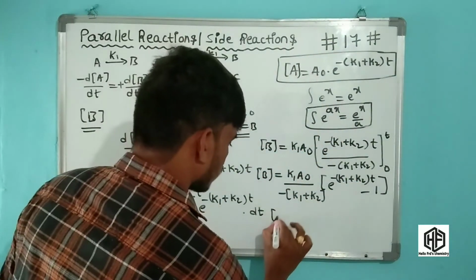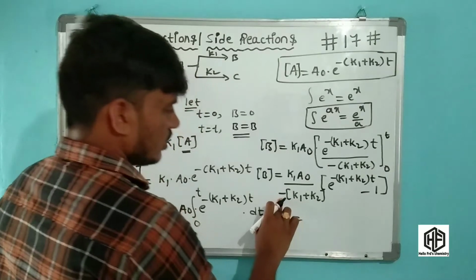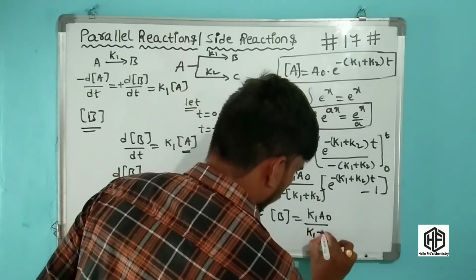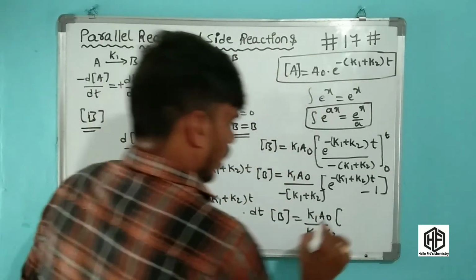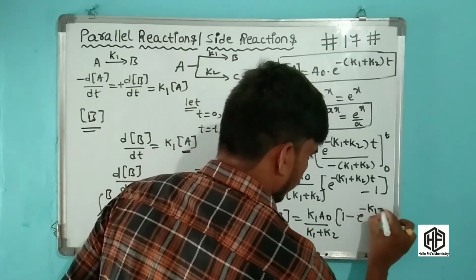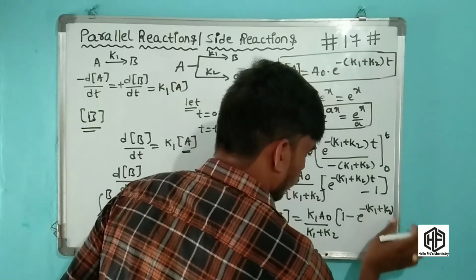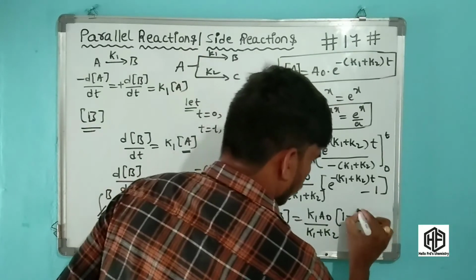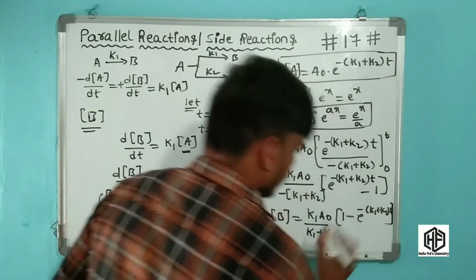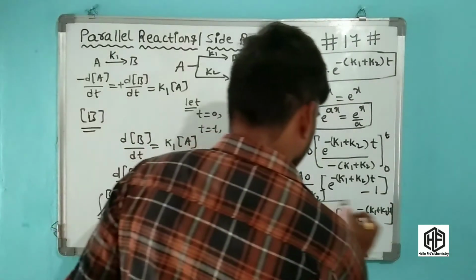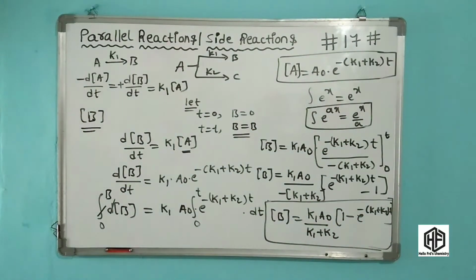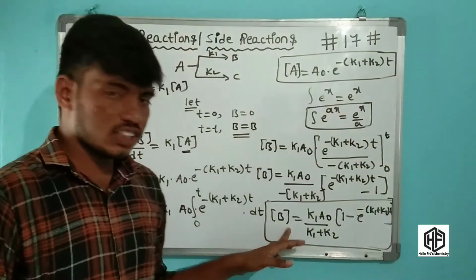Finally the expression is the concentration of B, where this minus is multiplied to this term. So k1 into A naught by (k1 plus k2), and minus into minus is plus, so it is 1 minus e power of minus (k1 plus k2) t. This is the final expression for the concentration of B with time.